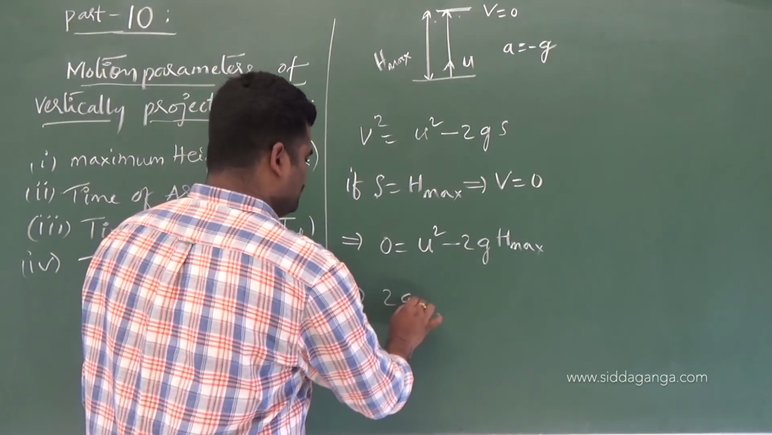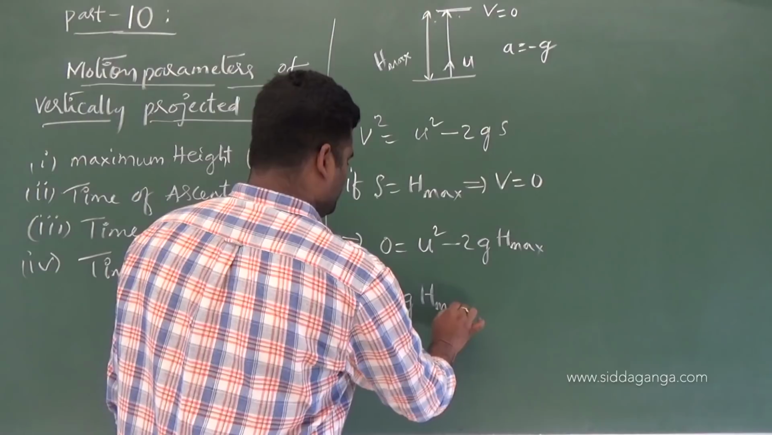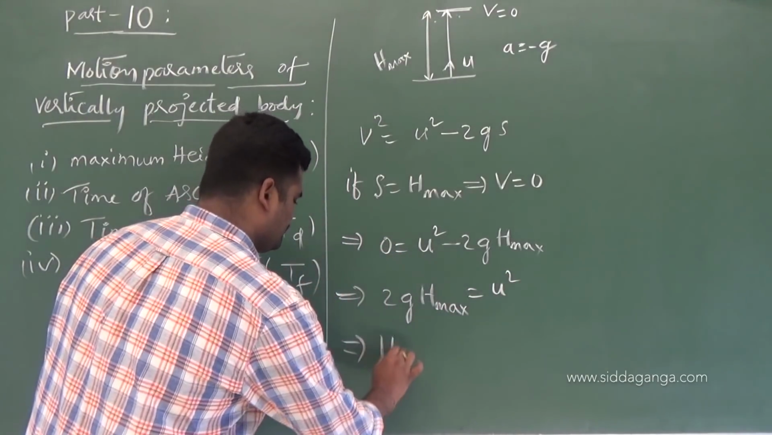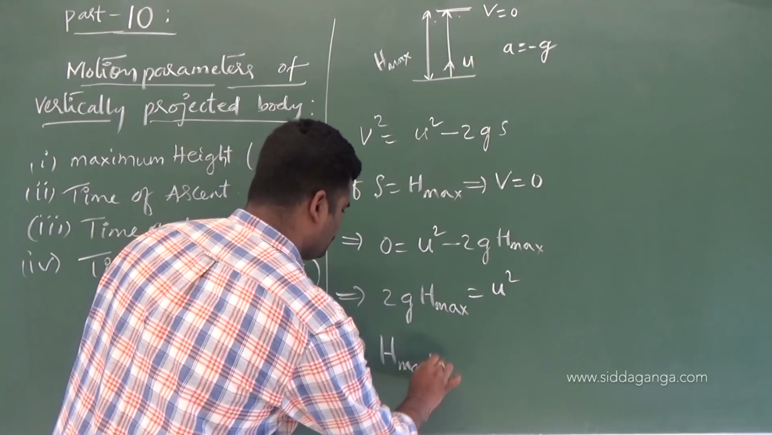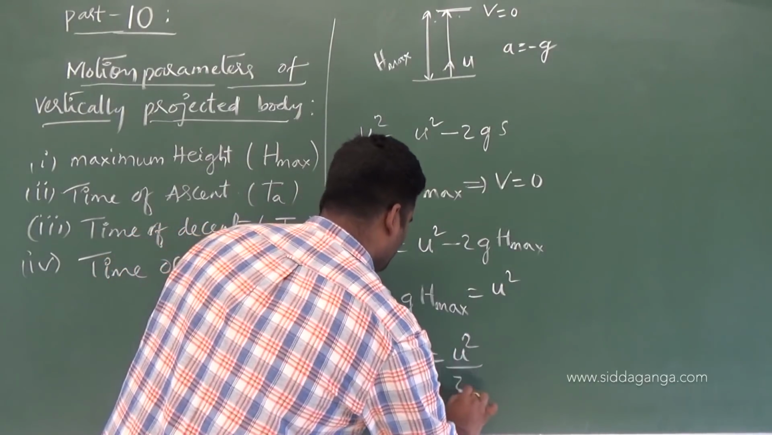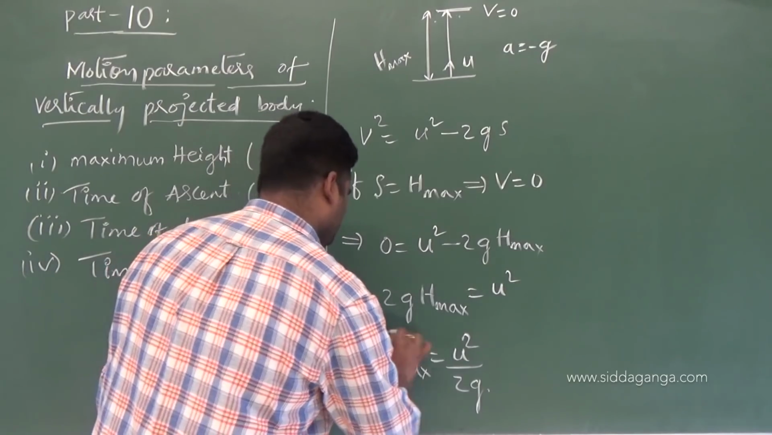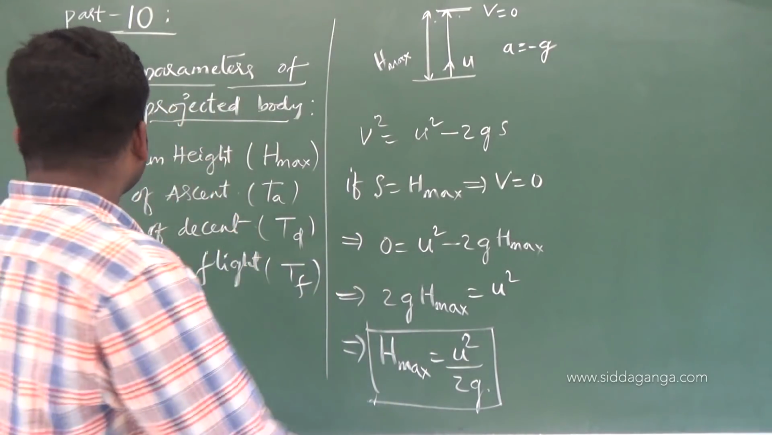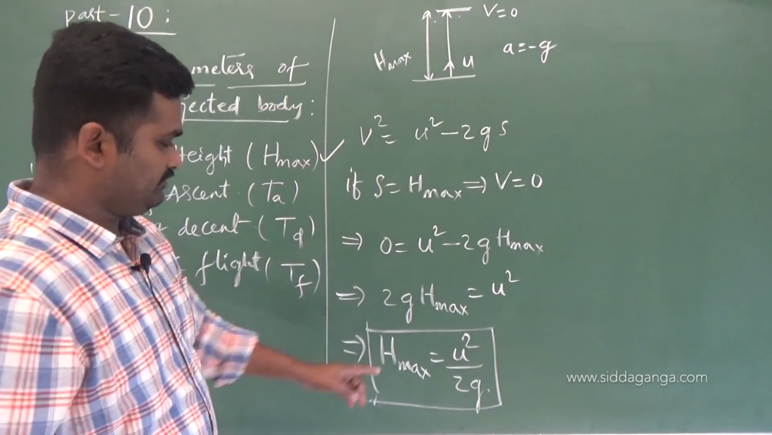Rewriting this relation, 2G into H maximum equals U square, so the expression for H maximum will be equal to U square divided by 2G. This is the formula for what? The expression for maximum height. This is the first relation which we have derived.